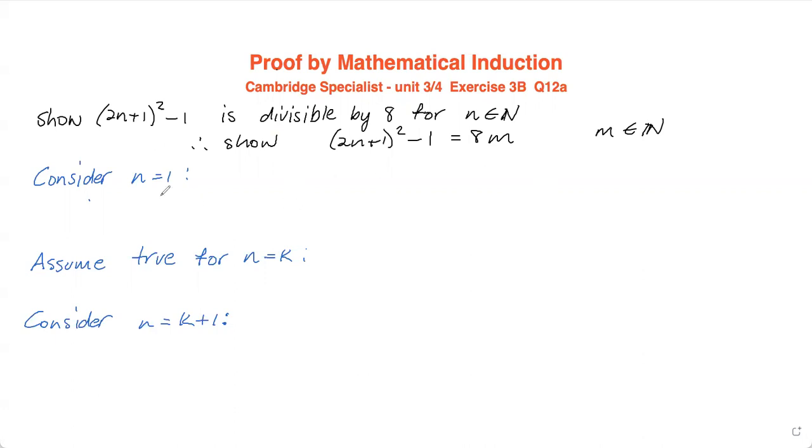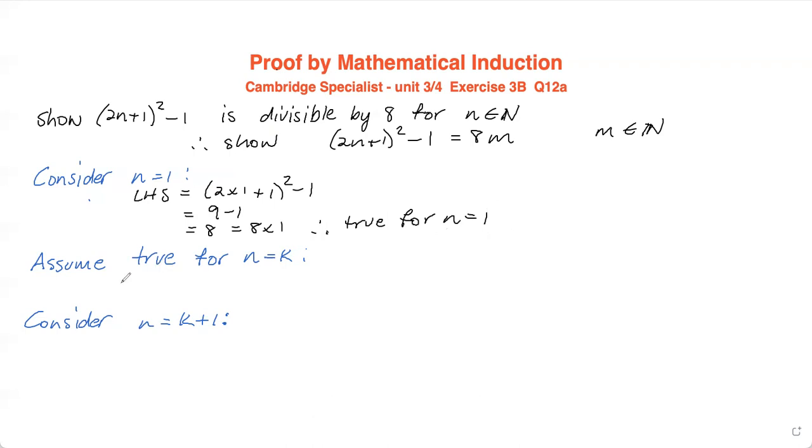Okay, so the steps for mathematical induction are outlined here, and I'll go through them. The first thing we need to do is consider the case of n equals 1. So I'm just going to take the left-hand side and substitute 1 for n. So 2 times 1 is 2, plus 1 is 3, 3 squared is 9, minus 1. So that equals 8, which we can think of as 8 times 1, which is a natural number. So therefore, it's true for n equals 1.